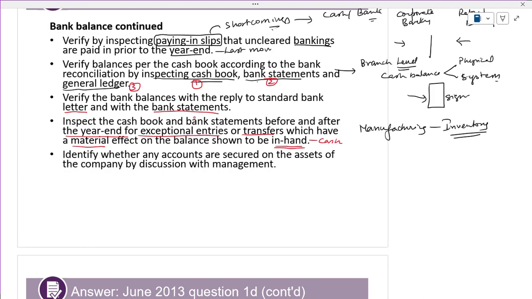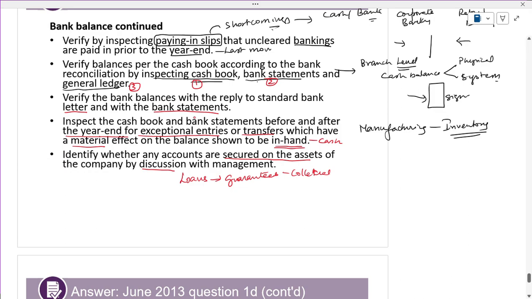And most importantly, identify when accounts are secured on the assets of the company. See, if we have taken any loans, is there any guarantee? Is there any collateral? These are the things. If there is anything with respect to any bank account, sometimes what will happen is they will put restrictions on the bank account. You cannot do these types of transactions. In a simple way, you have savings accounts and current accounts. In the business, we use current accounts only. We will not have any savings accounts.